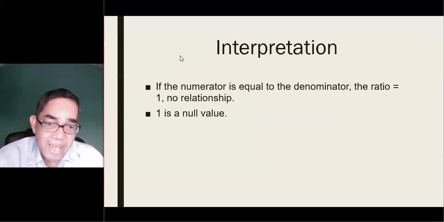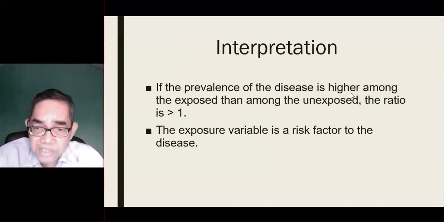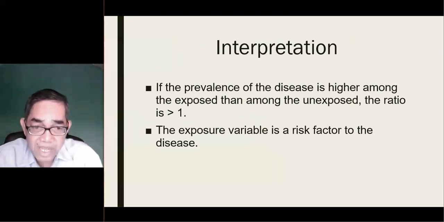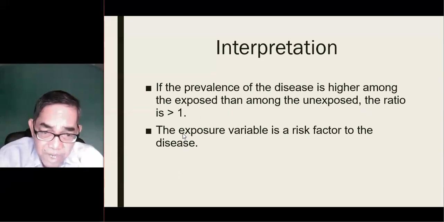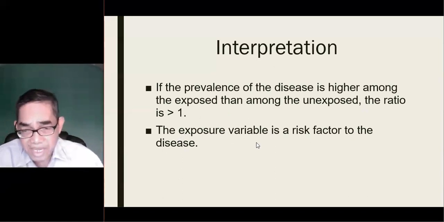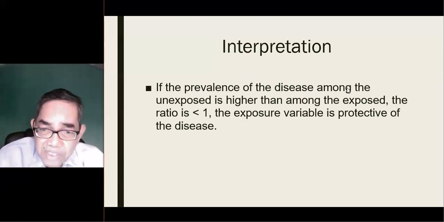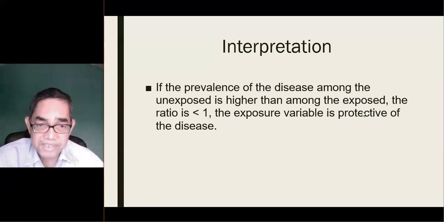Okay, so again, if the numerator is equal to the denominator, the ratio is equal to 1, there is no relationship, and 1 is a null value. Now, if the prevalence of the disease is higher among the exposed, probably by this time you should be able to understand what I'm saying. Higher among the exposed than among the unexposed, the ratio is greater than 1. The exposure variable is a risk factor, but as I said, in a cross-sectional study, we cannot really talk of risk. If the prevalence of the disease among the unexposed is higher than among the exposed, the prevalence ratio is less than 1, and the exposure variable is protective of the disease.